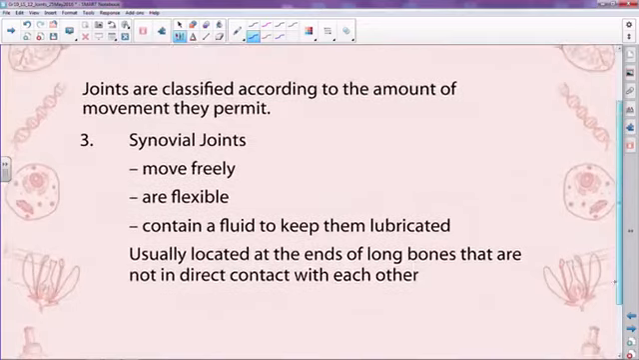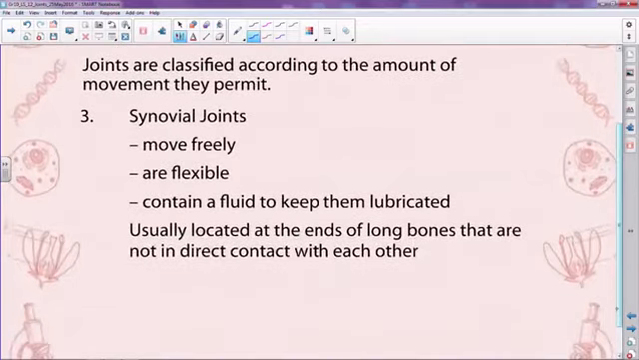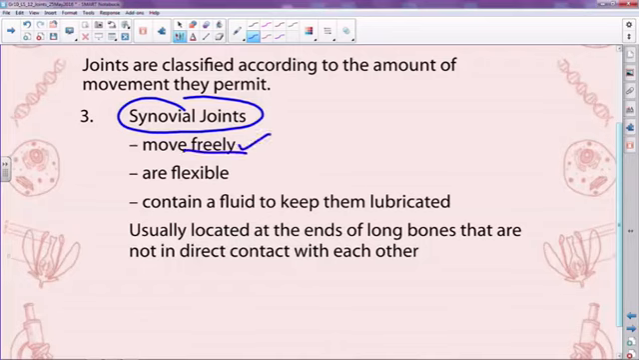Now, what you're going to see now is that we are going to look at what is called a synovial joint. Okay, now these synovial joints, look what they're able to do. They can move freely, they are flexible, which leads us to the third one. They contain a fluid to keep them lubricated. Now, a synovial joint is a joint where quite a bit of movement is going to occur.